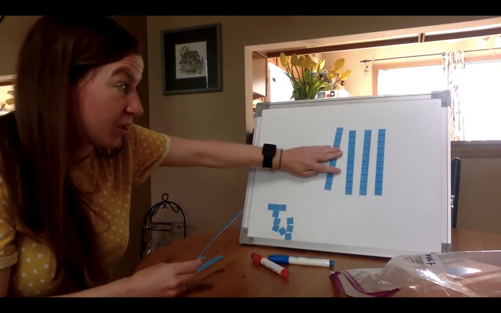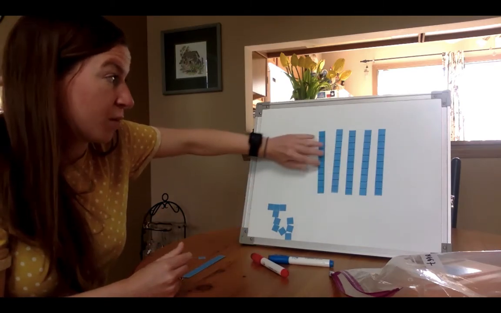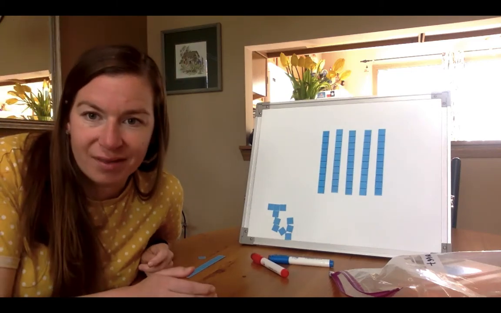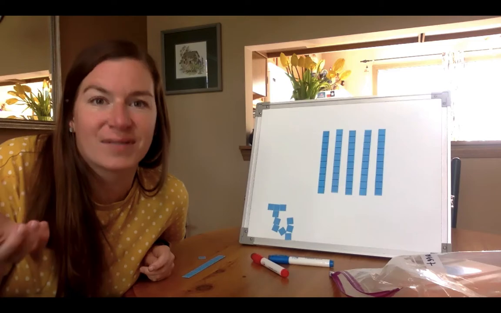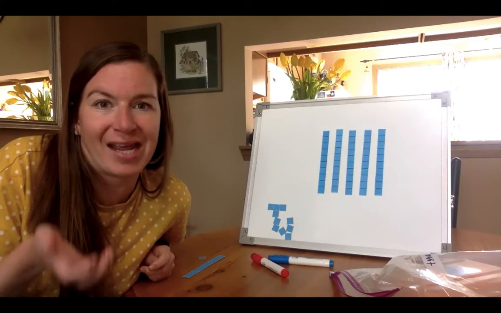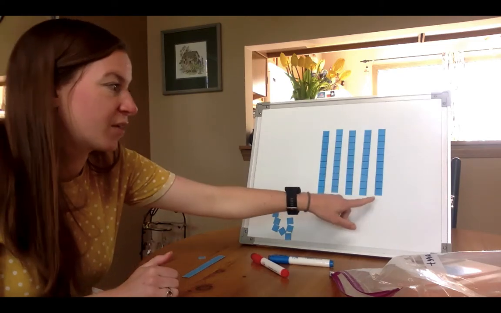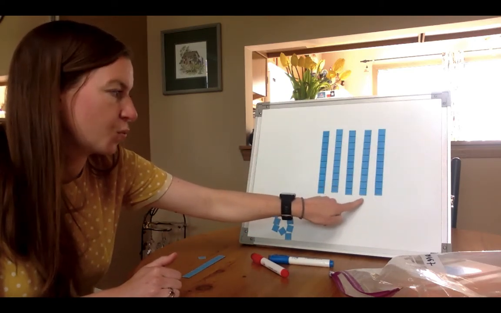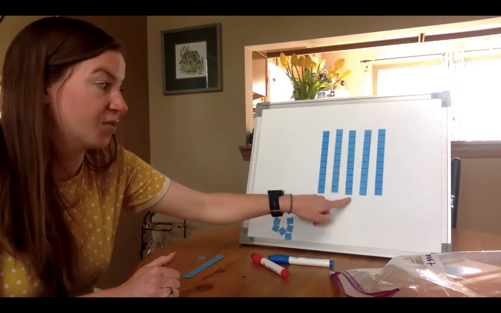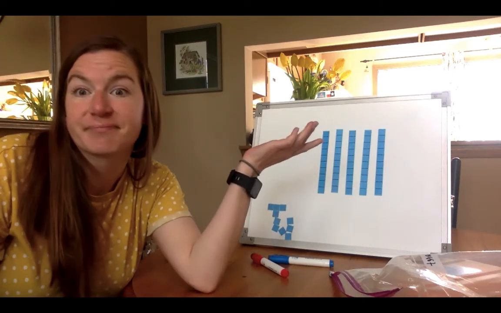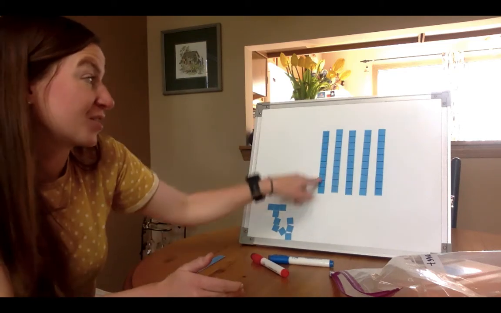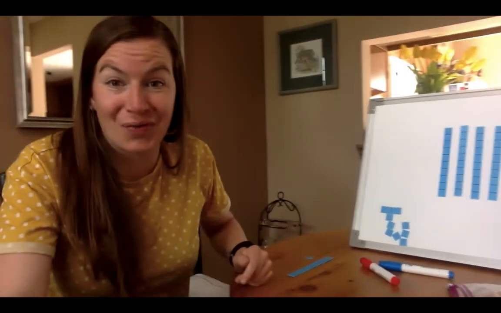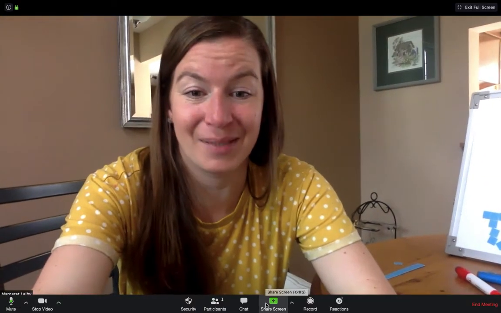Now, we could count these 1 by 1 by 1 by 1 by 1, but that would take forever. Part of the great thing about skip counting is that it can save us time and it makes counting easier and faster. So instead of going 1, 2, 3, 4, 5 all the way to the end, I can just go 10, let me start over here, 10, 20, 30, 40, 50. Done. I know there's 50 because there's 10 in each group, and I just skip counted it. All right, let's keep going.